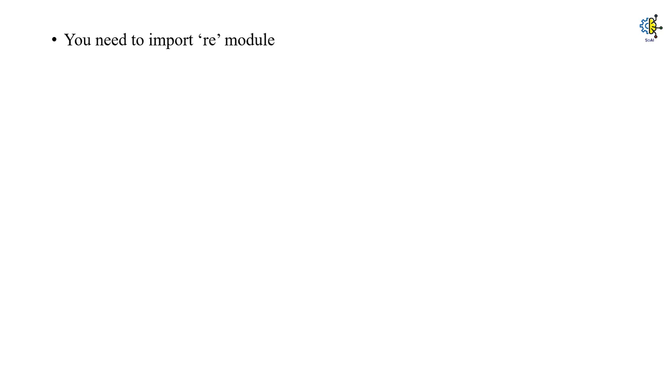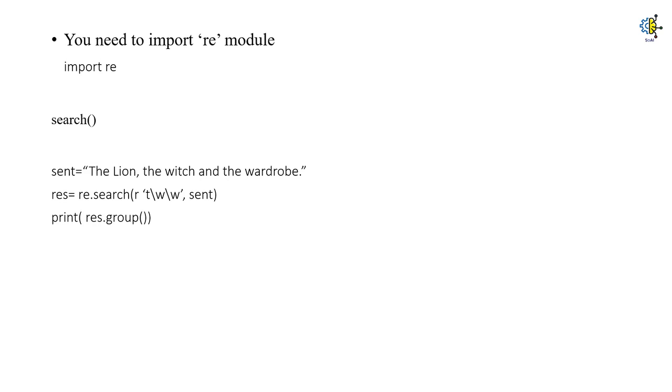In order to use regular expressions in your Python program, you need to import the re module as follows. Import re. Now, let's take a look at the search method, which is an inbuilt method used for regular expressions. The search method is used to return the first expression or the first occurrence of a given regular expression within a specified sentence.